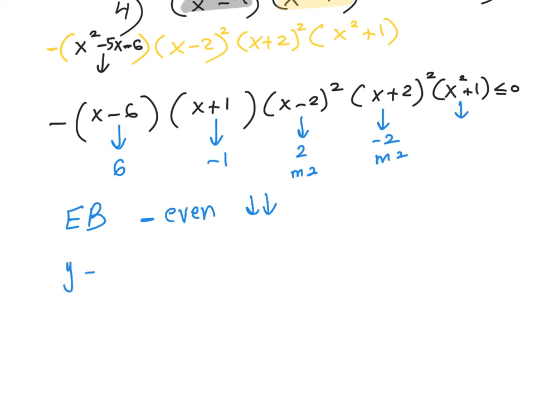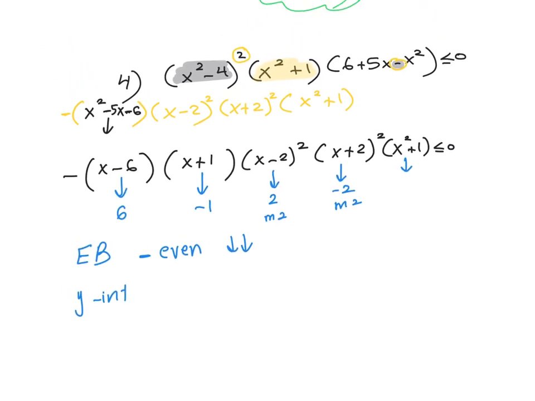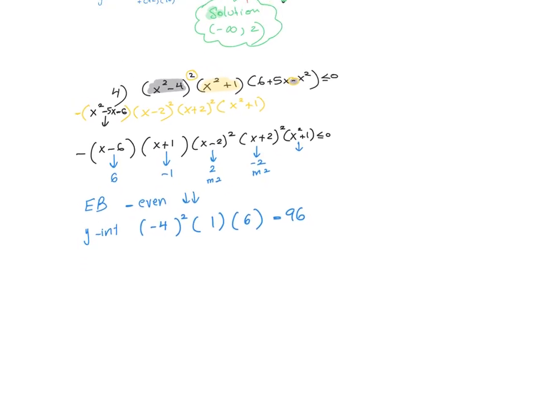Now for the y-intercept, go ahead and plug in 0 for x. I'm going to plug in 0 in here because it's easier to see it. So then my first number will be -4 to the power 2, and then 1, and then 6. Because if you plug in 0 in here, the only number that will be left is 6. So -4 to the power 2, that's 16 times 6, which is 96. So let's sketch this polynomial.